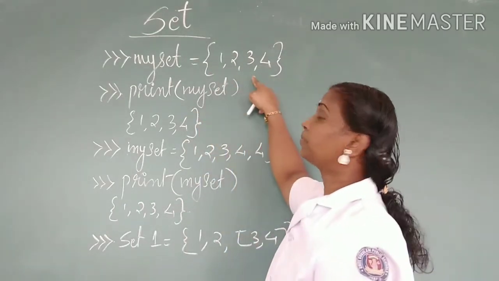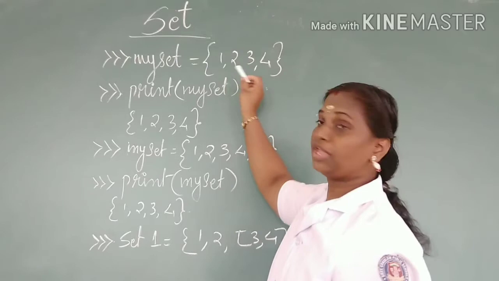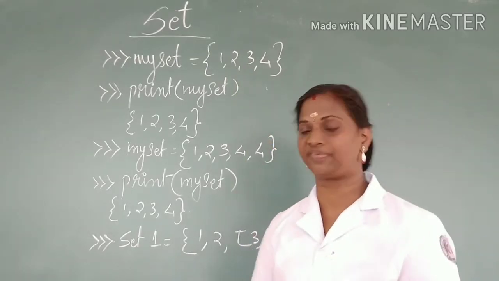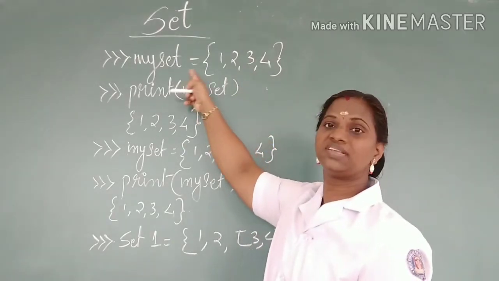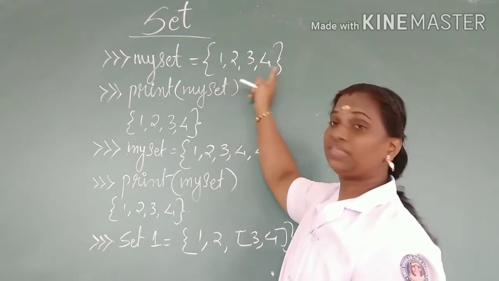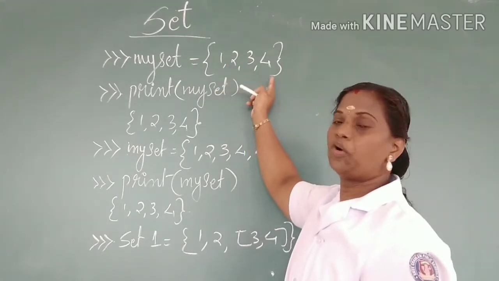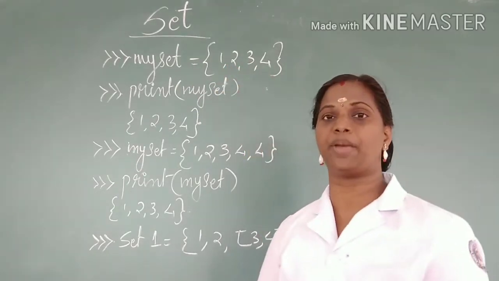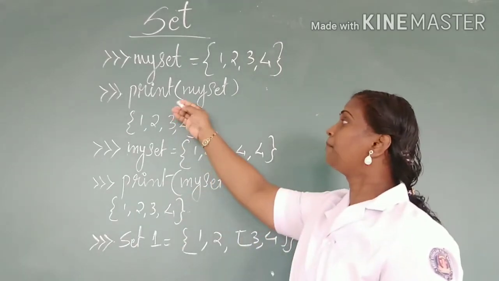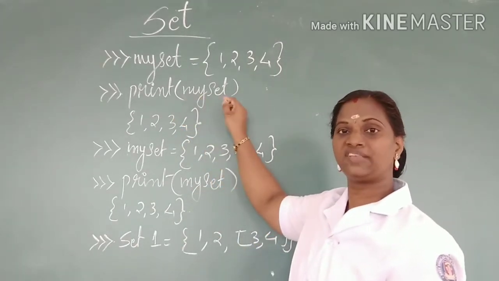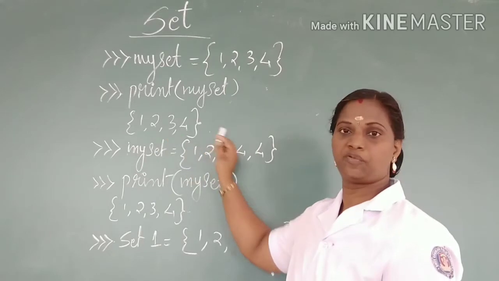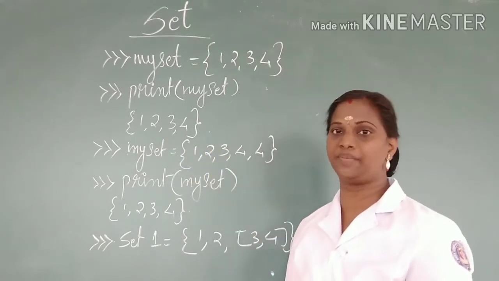See, this is the way to define or create a set. Here my set is equal to braces, and within the braces 1, 2, 3, 4. All the values are separated by commas. Then print my set. When you print this my set, the 1, 2, 3, 4 will print in curly braces.